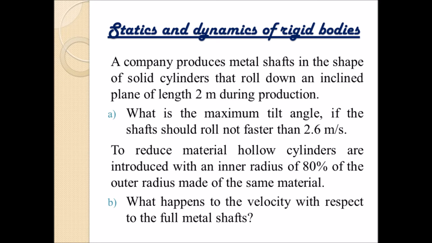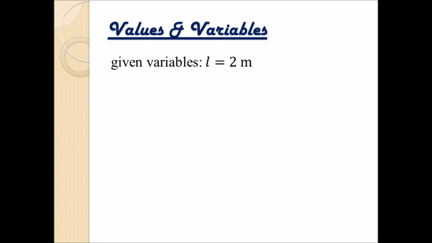So what can we take out of it? We have given first of all the length L of our inclined plane with 2 meters. Then we have given the velocity, let's call it VA, that is supposed to be not larger than 2.6 meters per second. And we are actually searching for the inclination angle, let's call it alpha max.